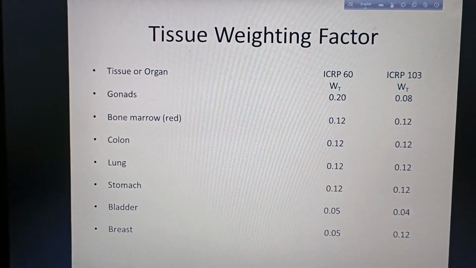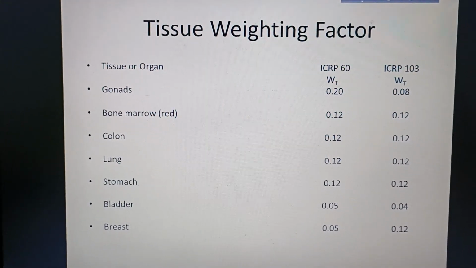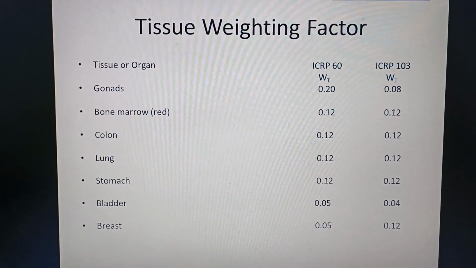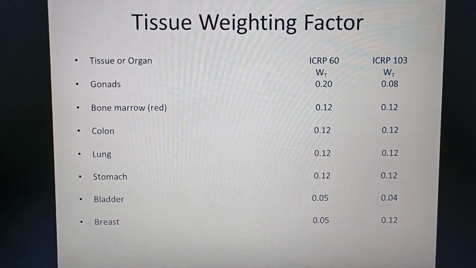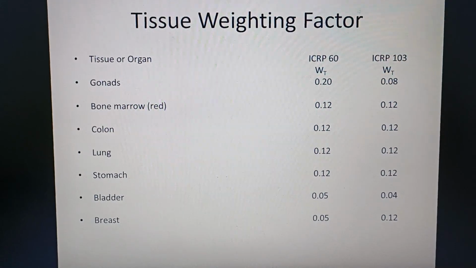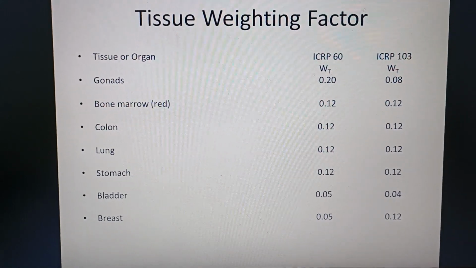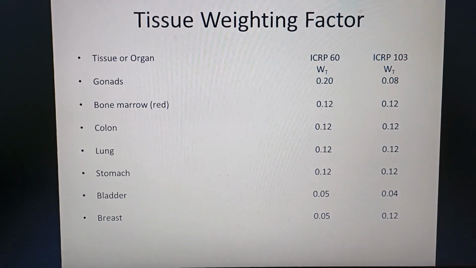And this is the table for tissue weighting factor, and you are all seeing that as per ICRP 103, we have given some organs.